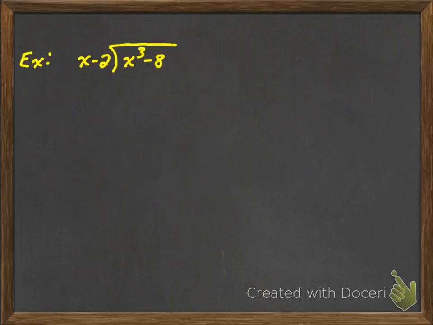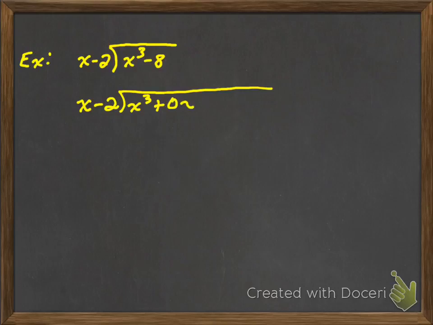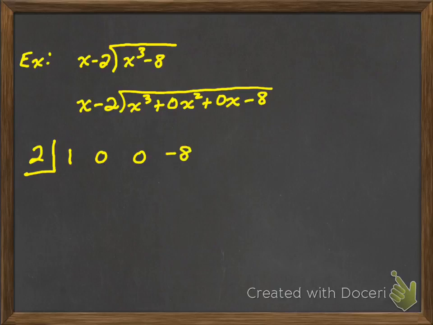All right, then the last problem here, couple of things. The first thing that we need to do here is we are missing some exponents in our problem, so let's go ahead and rewrite this problem with all of the exponents in here. So that'll be x cubed, 0x squared, 0x, and then -8. All right, so putting our box, our C value is 2. Coefficients are 1, 0, 0, -8.